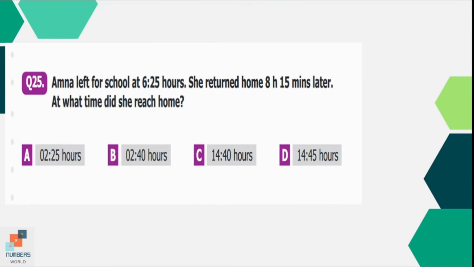Question number 25. Amna left for school at 6:25 hours. She returned home 8 hours and 15 minutes later. At what time did she reach home?